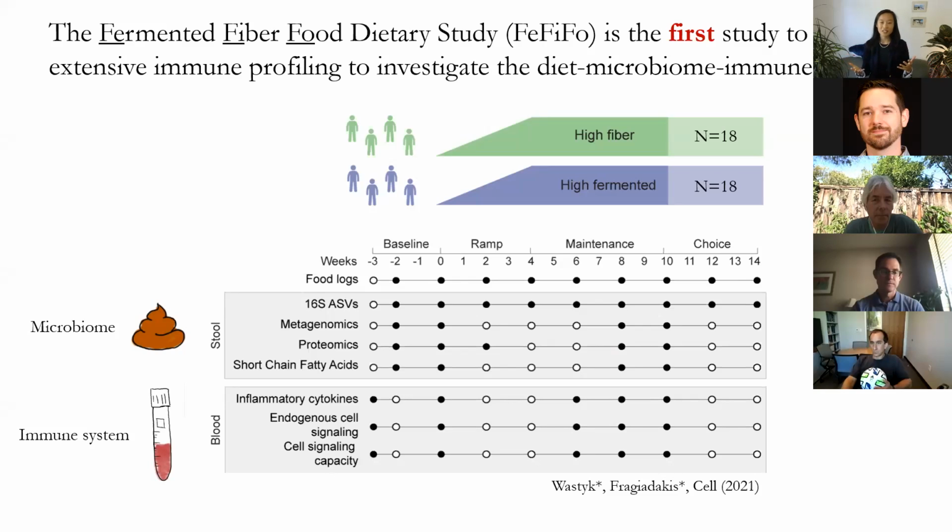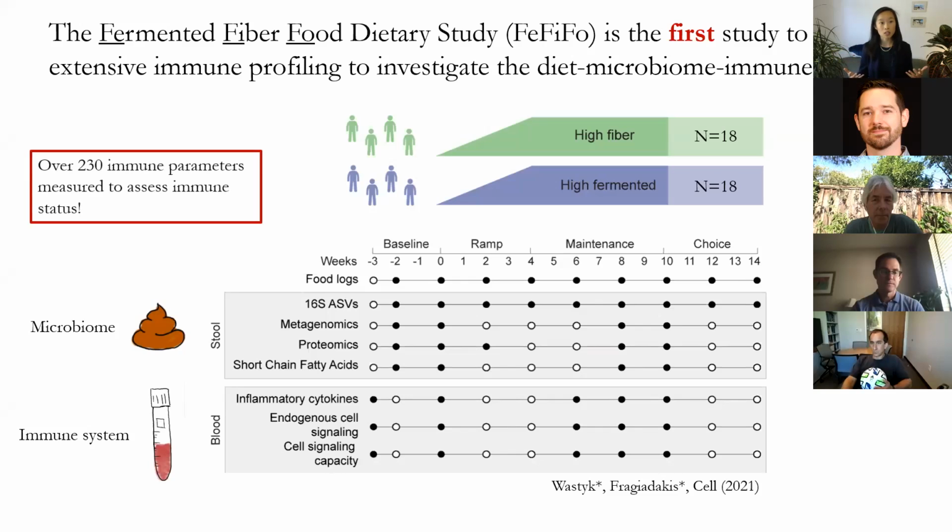Like I said, people didn't think you would see a change, but the vision of the Sonnenburg and Gardner groups was that the microbiome is powerful enough to make it happen. When I say extensive immune profiling, we didn't want to just focus on 1 or 2 markers of inflammation and get ourselves into rabbit holes. We did over 230 immune parameters to assess immune status. We wanted a very comprehensive picture of how people's immune system looked so that we're not getting lost in the trees. We're looking at the forest is the way I like to think about it.